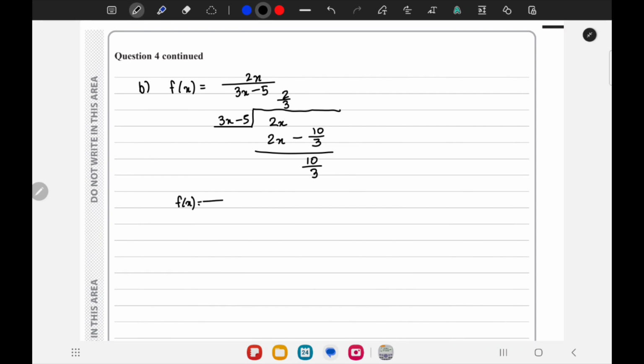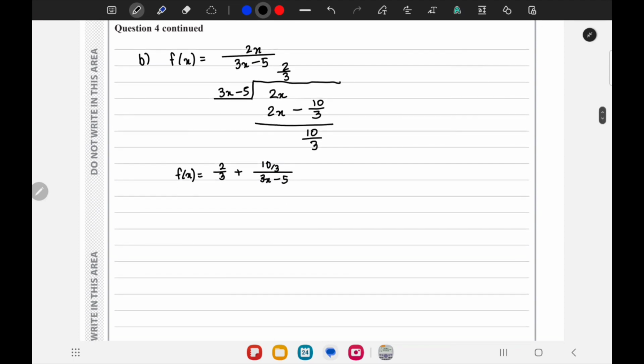So f of x will be 2 by 3 plus 10 by 3 divided by 3x minus 5. So f prime of x will be 10 by 3 over 3x minus 5 whole squared times 3, and you'll have a minus here.